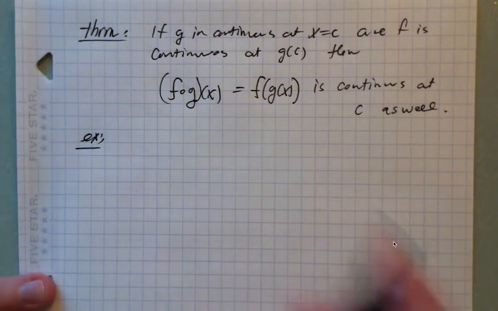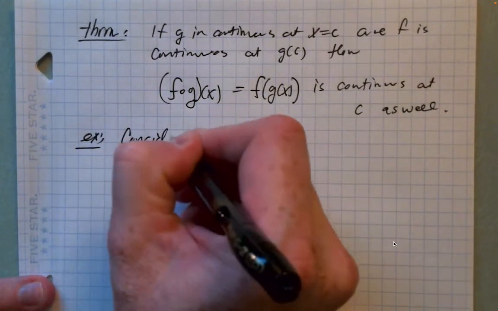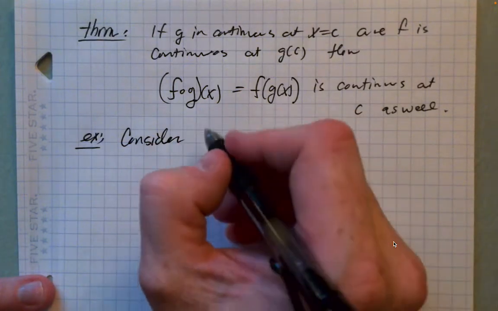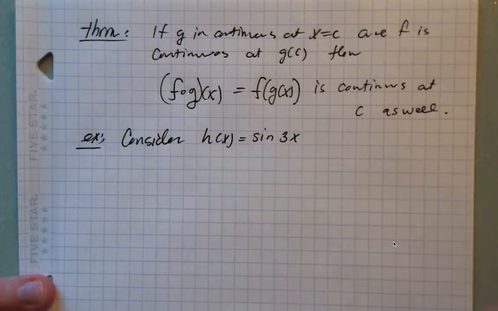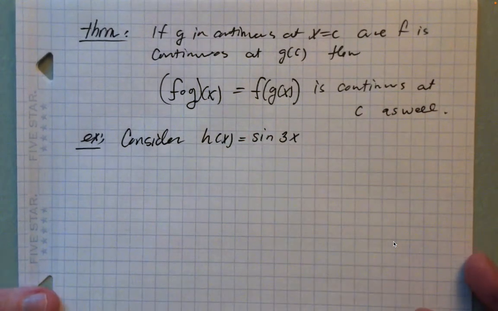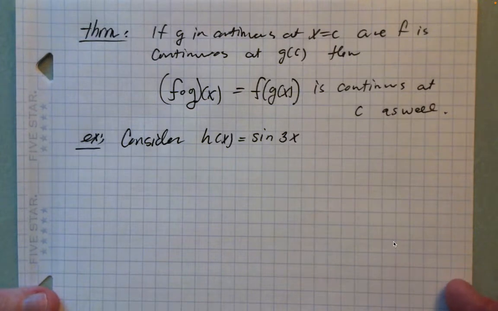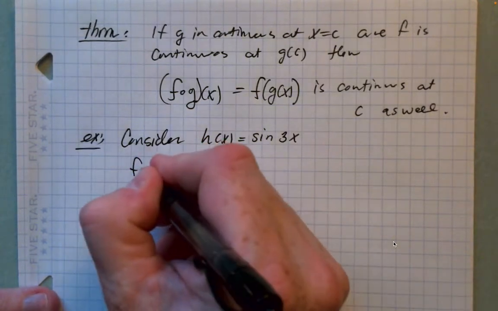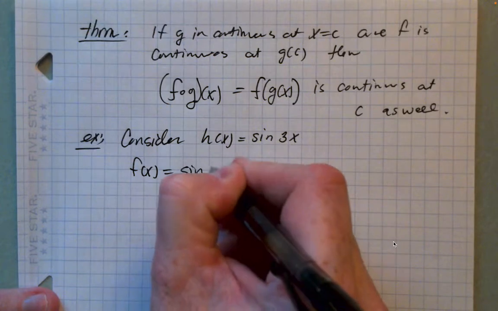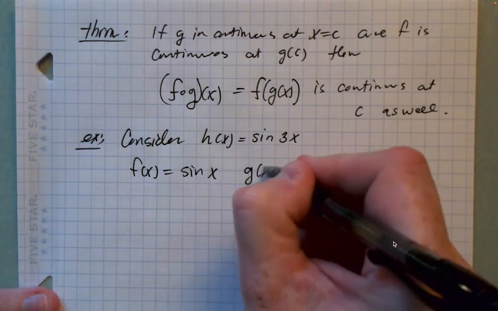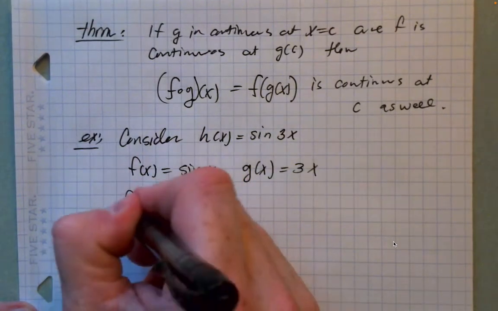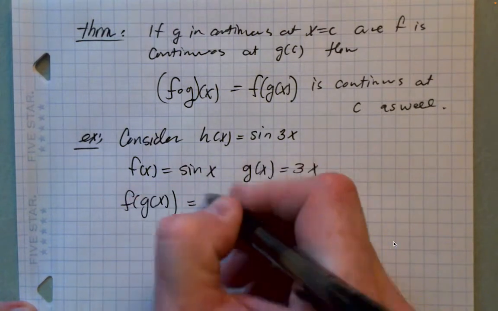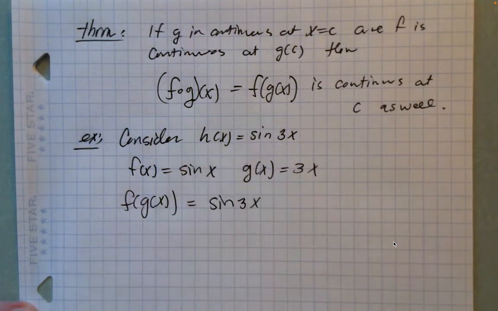Here's an example going through that. So consider, let's say h of x equals sine of 3x. Now notice that if we say f of x equals sine of x and g of x equals 3x, okay, so notice then that obviously if we define it like this, then f of g of x equals sine of 3x, right? So that's your h of x.